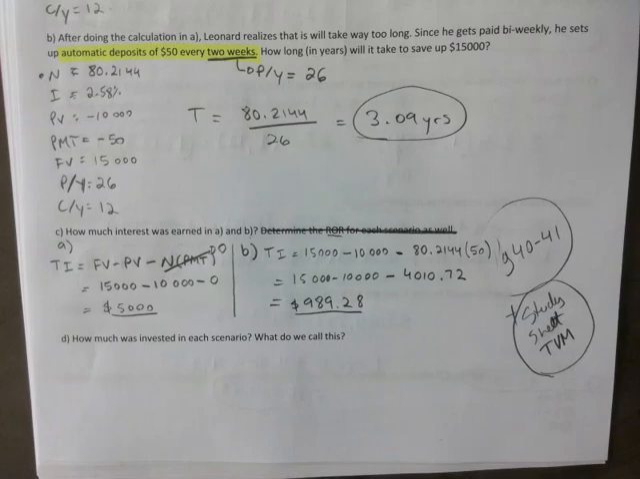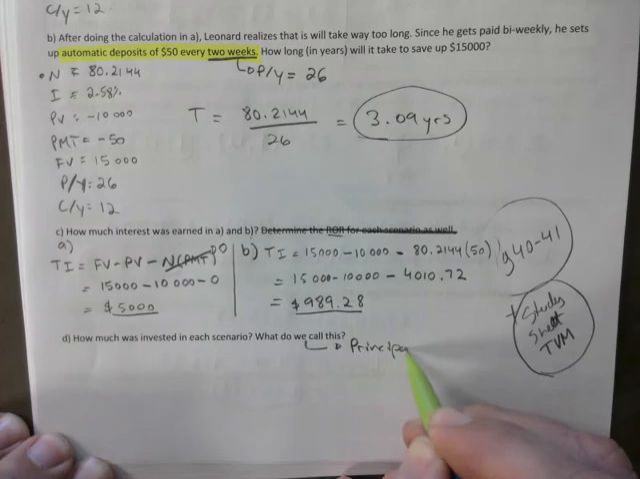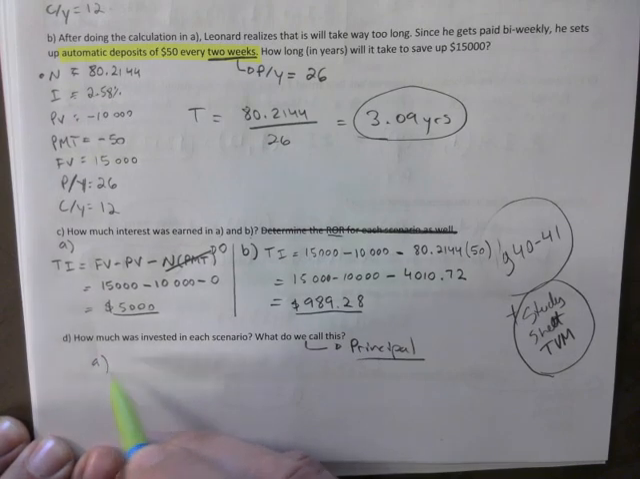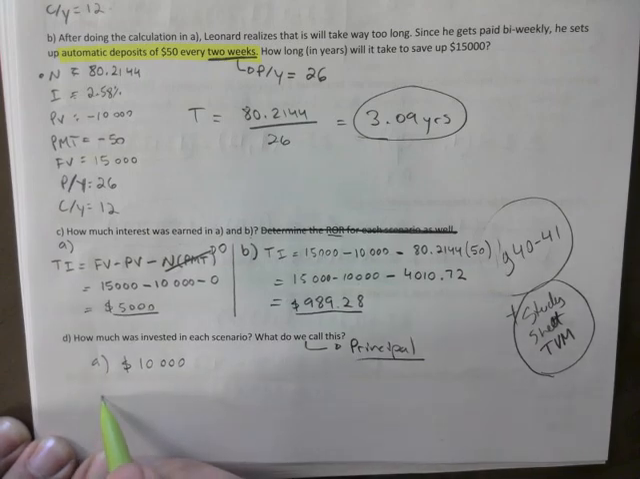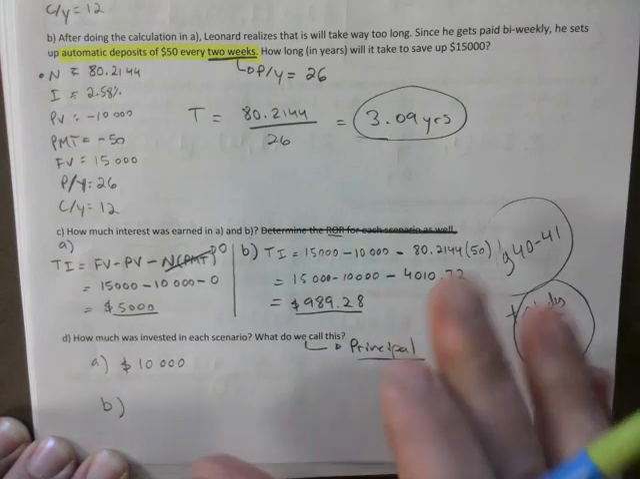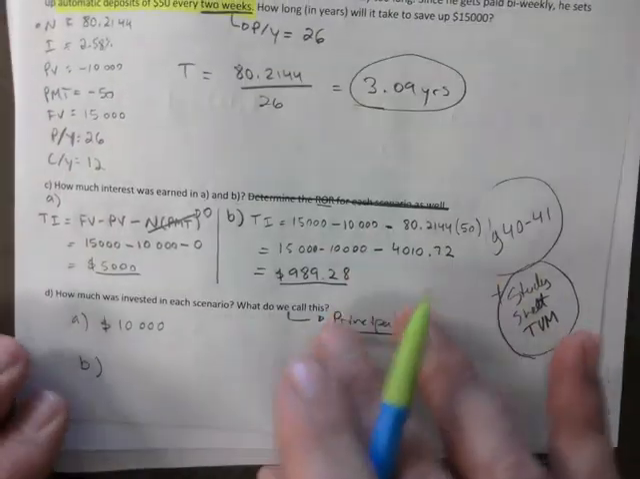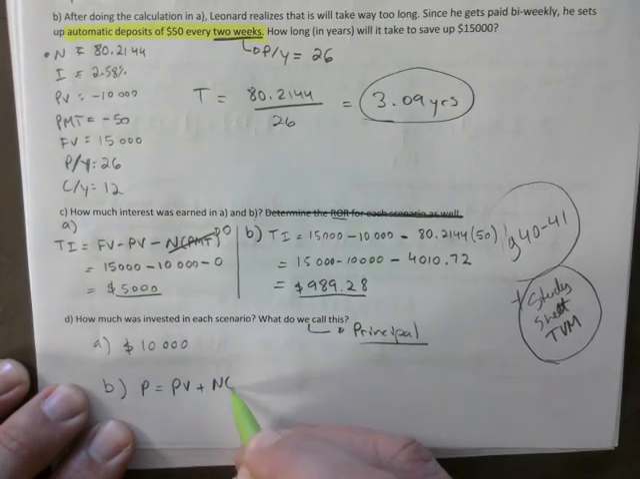How much was invested in each scenario? What do we call this? We call this principal. The amount you put in is called the principal. In scenario A, how much did we invest? It's just $10,000. We put in the 10 grand. In scenario B, you can use this formula right here. In scenario B, the principal is PV plus N times PMT.